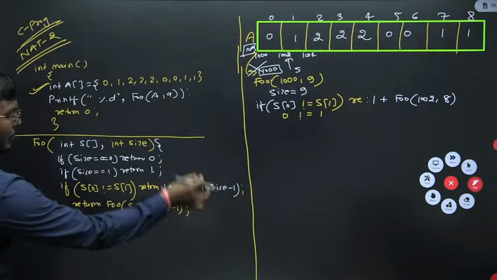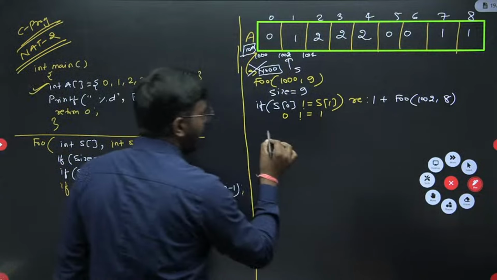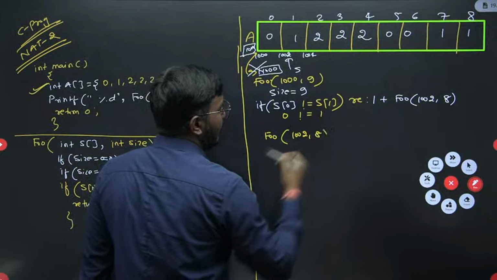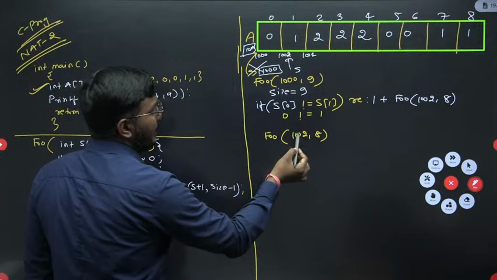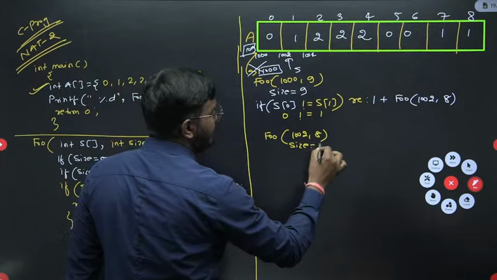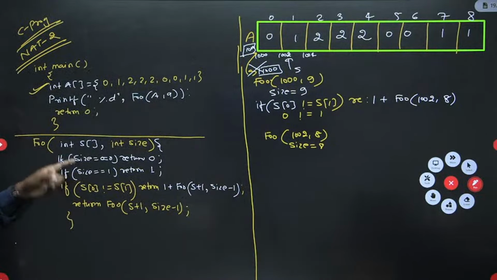Now what will happen? Again this function will be called here. Which function will be called? As soon as we call the function here, again foo of 1002 comma 8. Now S will point to 1002. What is the size? Size is 8 only. If size is 8, then both of the first if conditions will be false. Then simply go and perform this if condition.